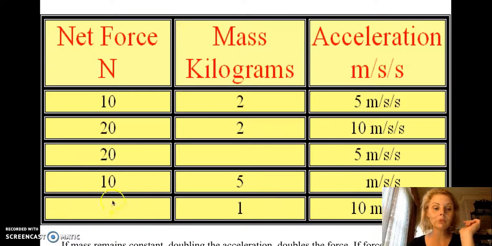Now for the last one, we've got to find this one. We've got a missing spot here. We want to find the force. What equals 1 times 10? It's 10. This is 10. 10 equals 1 times 10. Okay?